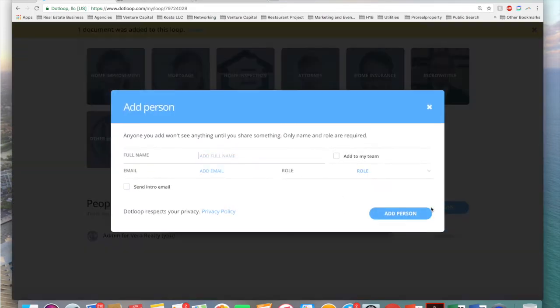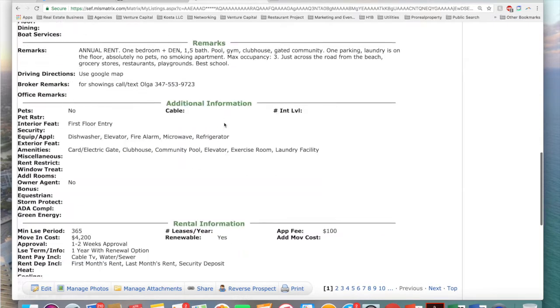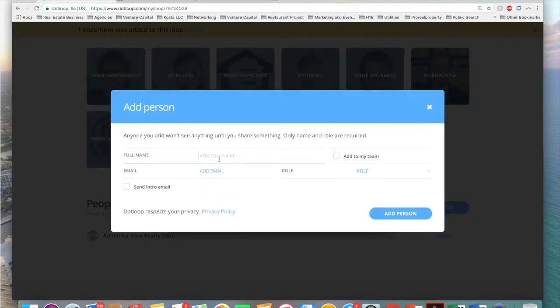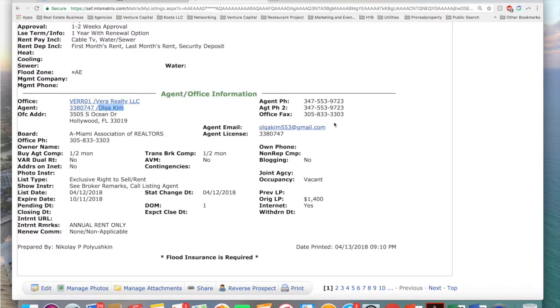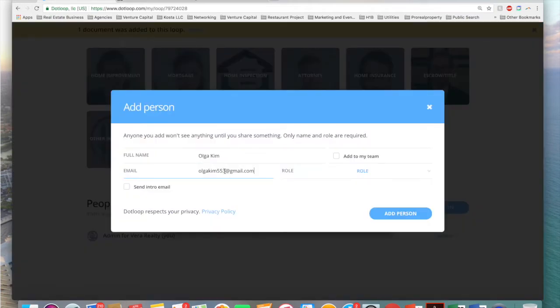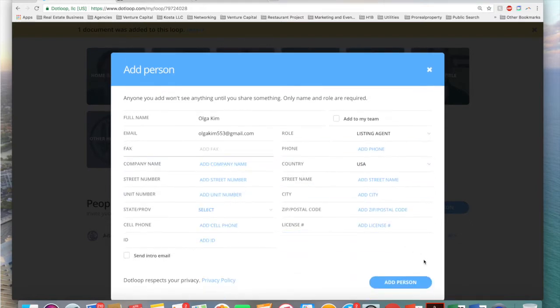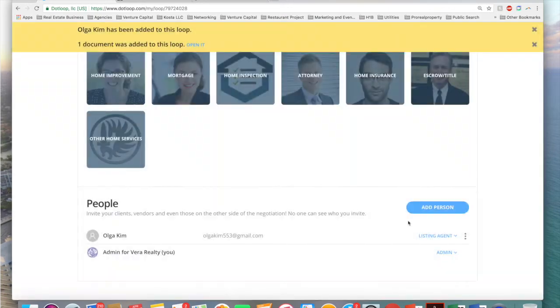Now let's add people to the file who are our tenants, and also we need to add the listing agent over here. So first let's add the listing agent. It will be Olga Kim. Copy and paste name, then email, role, select a role. Olga is a listing agent. Then we add a person.